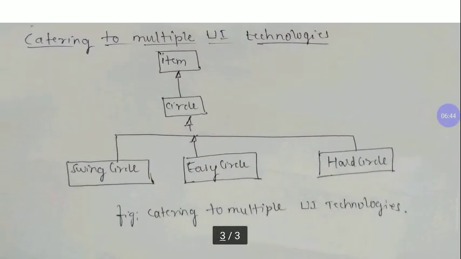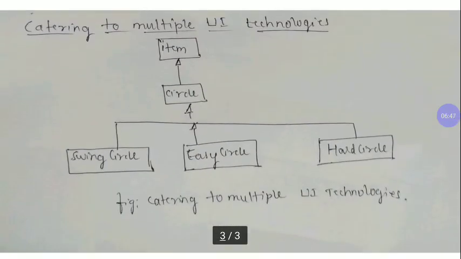The next is catering to multiple UI technologies. UI means user interfaces here. I want to have multiple user interfaces. You see item is there. I want to draw a circle; swing circle, easy circle, and hard circle are the subclasses of the circle. Then circle is the subclass of the item here.